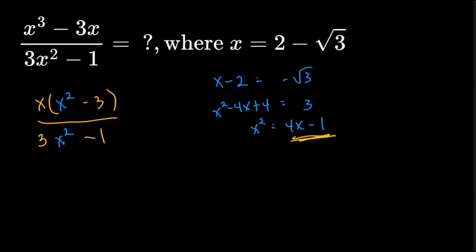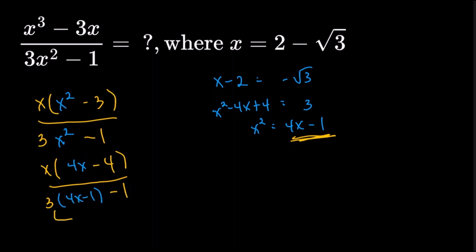So x times x squared minus 3 becomes x times 4x minus 1 minus 3. So essentially 4x minus 4. And then we're going to divide the result by 3 times 4x minus 1 and then minus 1. Now the denominator here is going to be 12x minus 3 minus 1, so just 12x minus 4. And we can see we have a lot of 4's here: 4, 4, 4, 12 and the 4. We could cancel a 4 out in the numerator and the denominator.